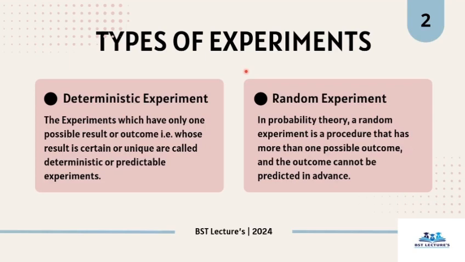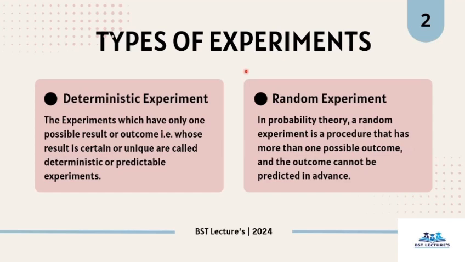A deterministic experiment can be defined in simple words as, for example, a group of people doing an experiment and everyone will get the same result. Suppose two people are doing 2 plus 2, everyone will get the same result, right? 2 plus 2 is equal to 4. In the same way, a deterministic experiment has only one result.